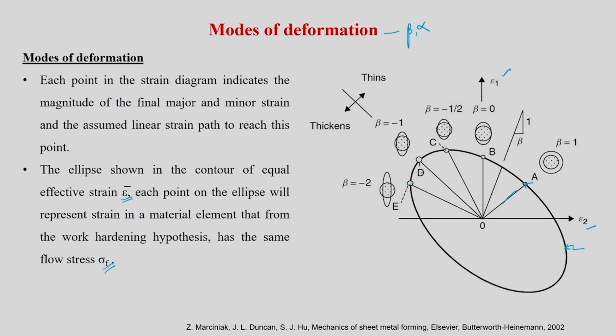Okay. So, epsilon 3 has to be calculated from this location, epsilon 1 and 2. So, epsilon 3 exists inside. Okay. So, which means that you can call this epsilon 2 as 0. So, that is why you have only epsilon 1, but epsilon 3 exists. So, you can call this a plane strain deformation. Okay. Similarly, OC you can say beta is equal to minus half, OD you can say beta is equal to minus 1, and OE, which is also a critical strain path, beta is equal to minus 2.